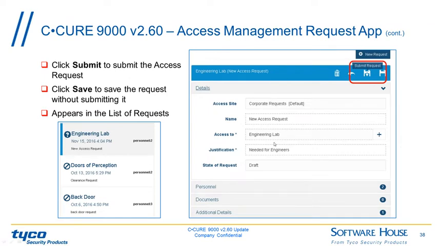Once you've put in the request, you can click submit if you want to submit the request so that it can be approved, or you can click the save icon, and that'll save the request as a draft. And once you've submitted it, it's going to appear in the list of requests that was on the left-hand side of the screen.